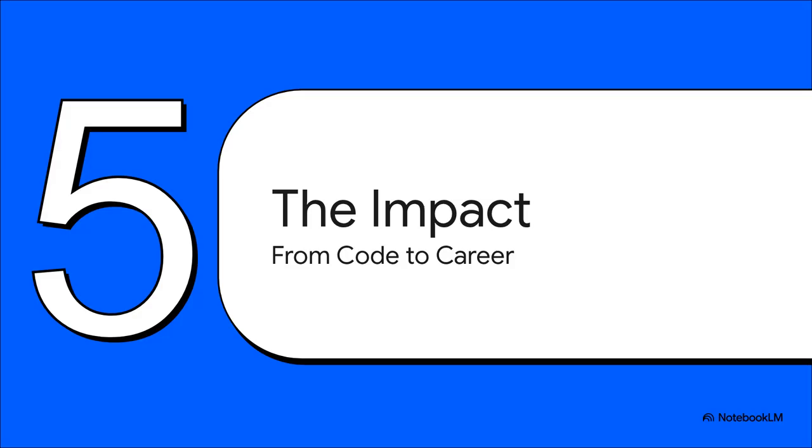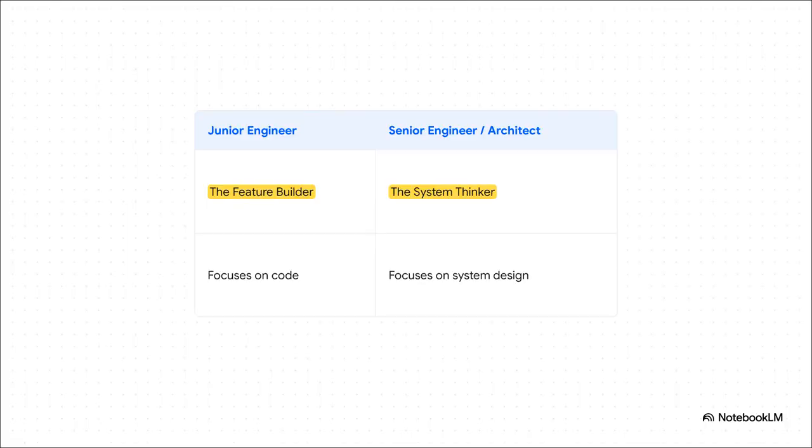Okay, so we've covered the what and the how, but let's get to the why. Why is understanding all this stuff so incredibly important? Well, it's about making the jump from just writing code to building technology that truly makes an impact. Honestly, understanding system design is what separates a junior engineer from a senior architect. It's the difference between being a feature builder, someone who codes one specific button, and being a system thinker, someone who designs the whole blueprint to make sure the entire application can work for millions of people without falling over.